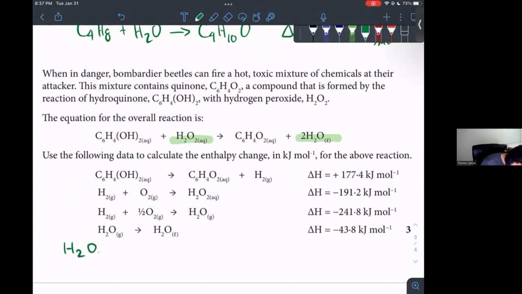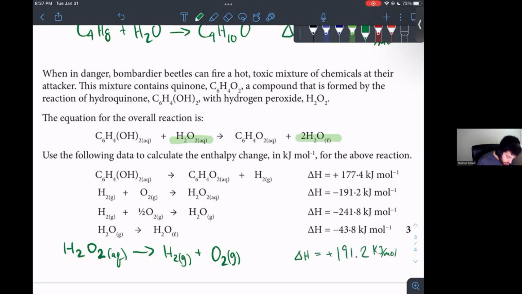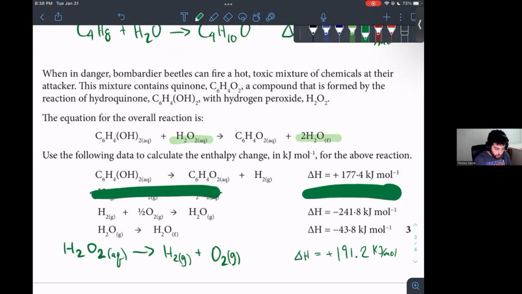H2O2 reacts to form H2 gas plus O2 gas. And I know that my delta H for this one is going to be positive 191.2 kilojoules per mole. All right, so for the sake of not getting confused, I'm going to get rid of the original one, so I'm not even looking at it. Get out of here, original formula. All right, so we've replaced it.